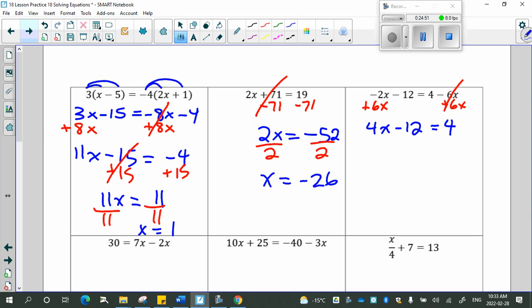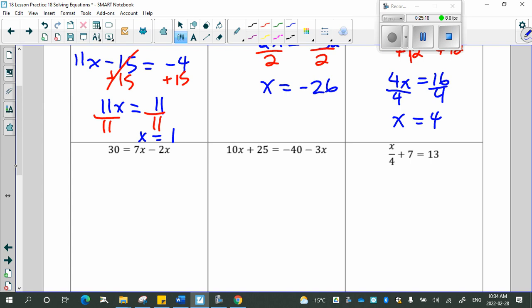Now it becomes this question. X is only on this side now. I want to get it by itself. So I have to add 12 to both sides. 4x equals 16. Now I have to get what 1x is, so I'm going to divide both sides by 4. I meant to do red there. And we get 1x is 4.